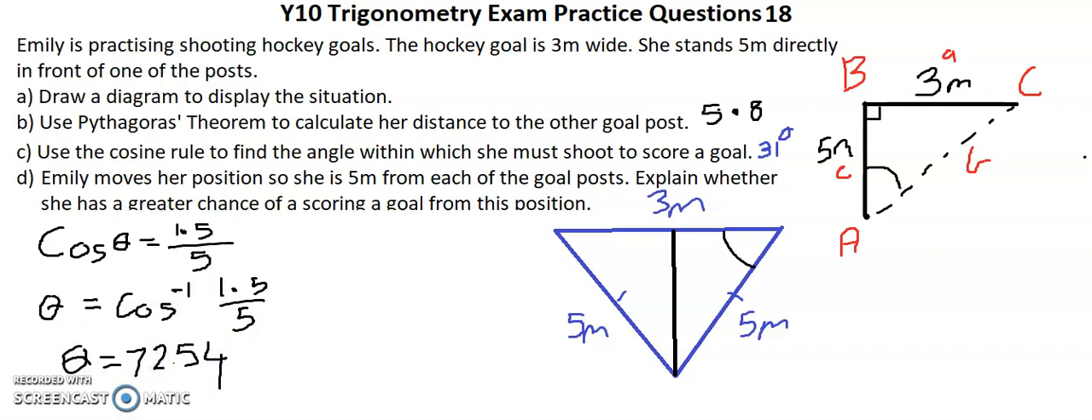That gave me the angle of 72.54. Now, if I know this is a triangle, I start it with 180. I know I've got 2 angles that are 72, round up to 73 degrees. So if I take those 2 away, I'm going to be left with my final angle, which gives me 34 degrees. Because my angle here is bigger, if I'm shooting from the middle, I've got more chance of scoring a goal from this position.